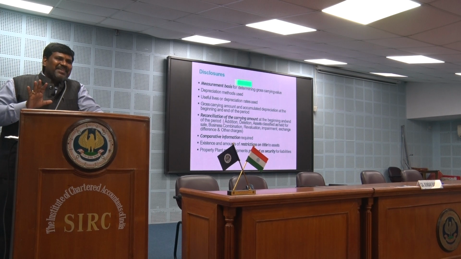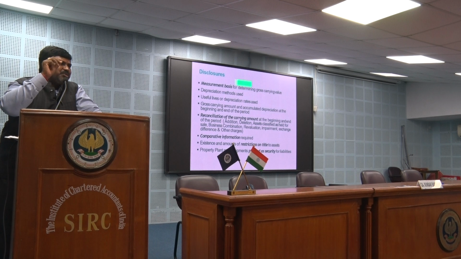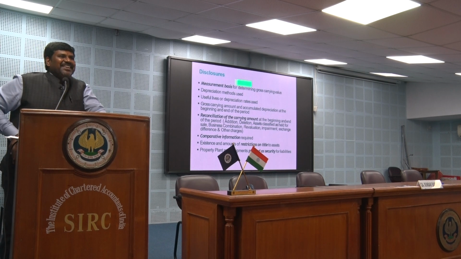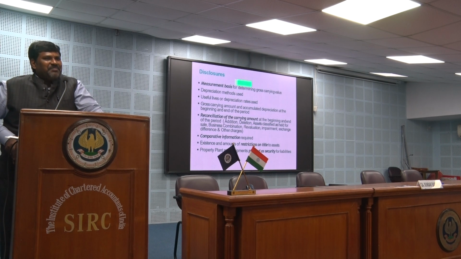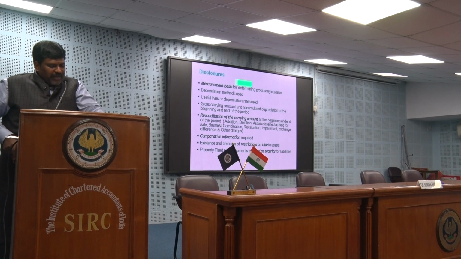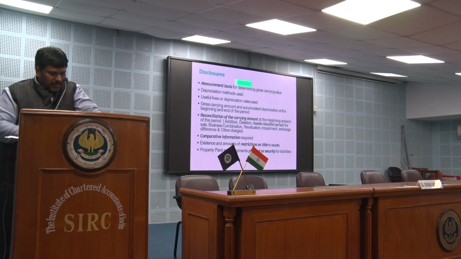Generally, we are afraid of even making a comparative disclosure in respect of the financial statements, but the recommended financial statements issued by the ICAI, if you see, request you to prepare the financial statements with the comparative information, and the same is stressed here. Property, plant and equipment pledged as security for the liabilities, those disclosures are again required to be made.